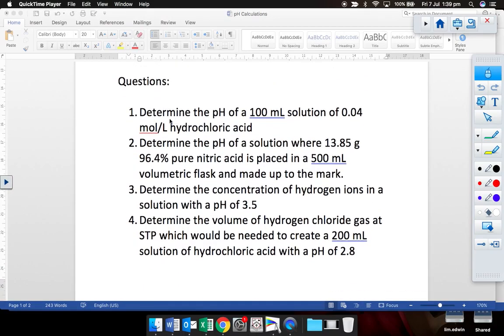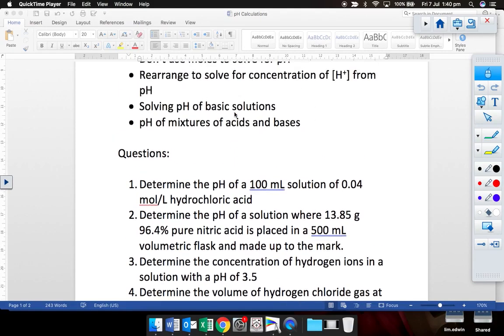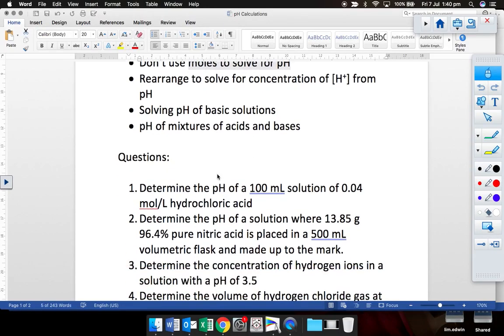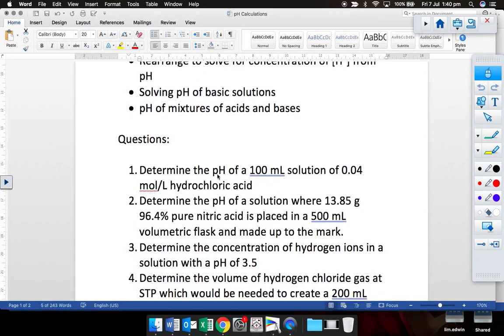So let's go through the first one. Determine the pH of a 100 ml solution of 0.4 moles per liter hydrogen chloride. The first thing you need to see about this is that this is a bit of a trick question. The trick is the fact that they're giving you that it's 100 mL of solution. Because then you'll be thinking, I've got a volume, I've got a concentration, I need to work out the number of moles, and then I'll work out the pH. But you don't need to, because you've got to remember, you're not using moles to solve for pH, you're only using concentration. So, how would we work out this one?